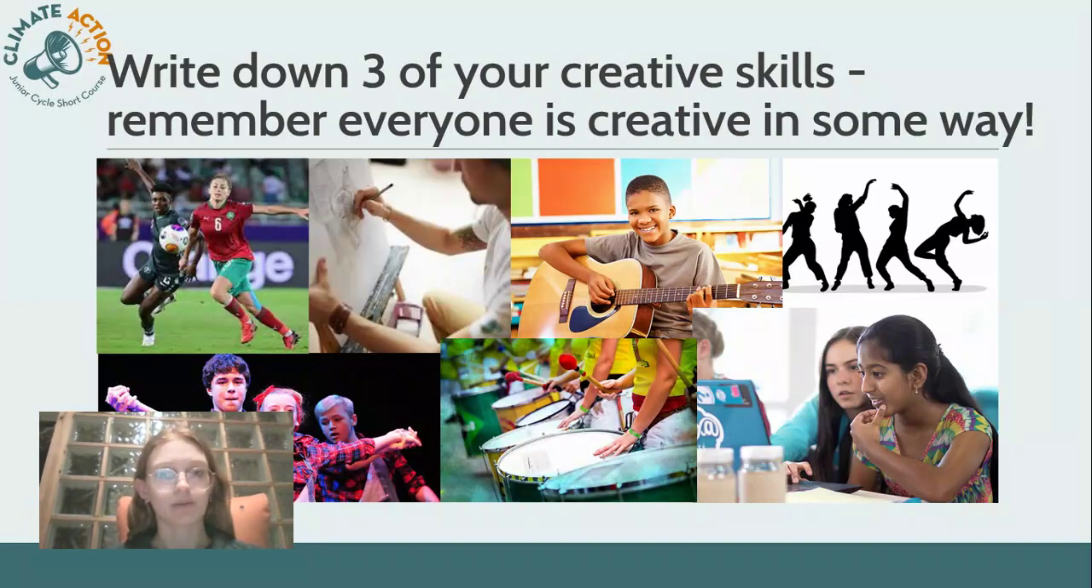So there's a piece here about writing down the creative skills that students have. You could have a bit of fun with this. You could let them all write them down, draw it, create a collage, create a board of all the different skills that your students have. So yeah, allow that to be quite generative.